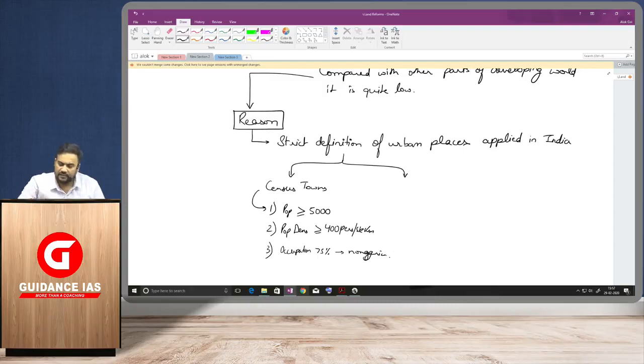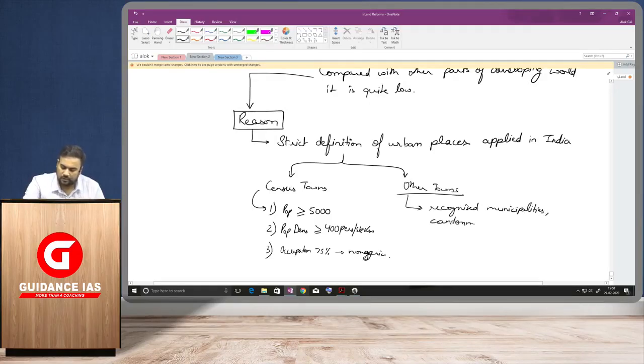Okay? Then there are other towns, and other towns are those which have recognized municipalities, cantonment boards, etc. If such types of institutions are present, then also we classify them as towns. So we have a very strict definition of urban places in India. This is the main reason.